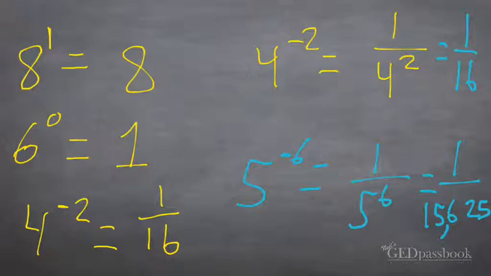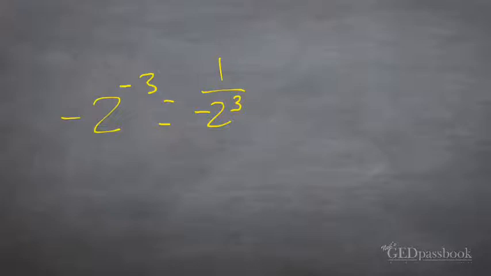What if it was a negative number? So, what if there's a negative number, such as, let's stick with something smaller, like negative 2, to the power of negative 3? No, it's negative 2 to the power of negative 3.